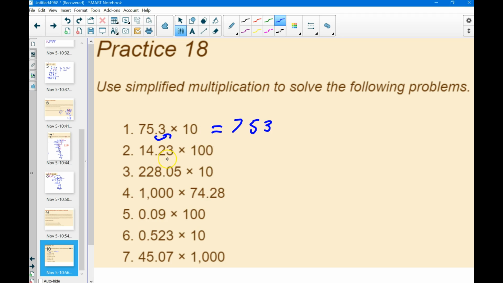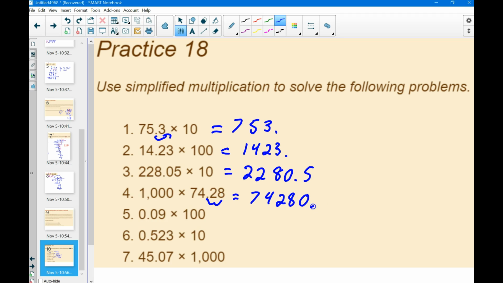So down here I have 14.23 times 100, move the decimal place 2 places, 1423. Next one down is going to be 2280.5, and it moves 1 place. Down here is going to be 7428. I move it once, twice. There's no other spaces. That's when I use my 0. Put a 0 in there, and we're good.